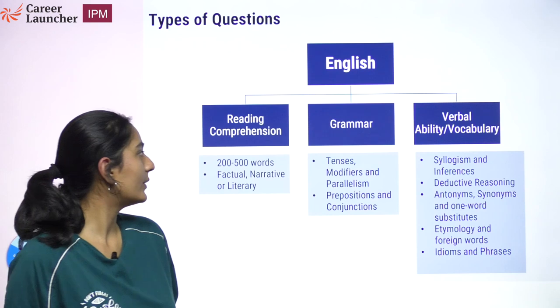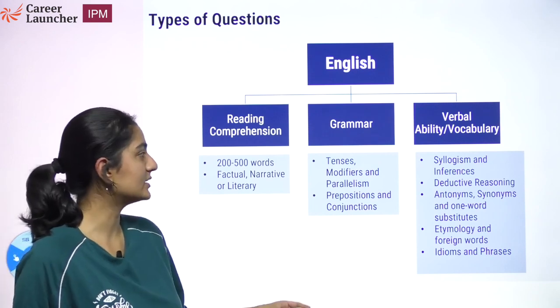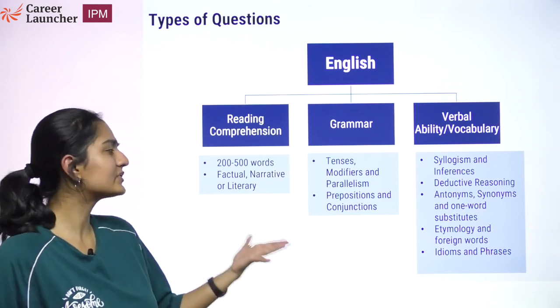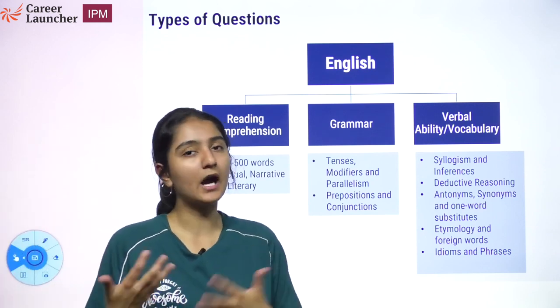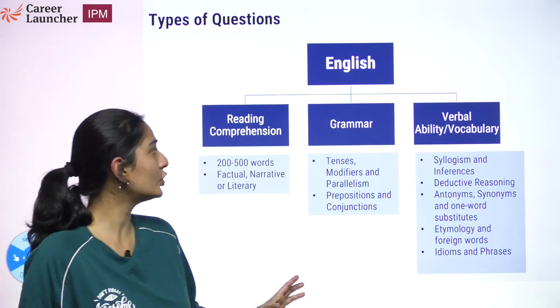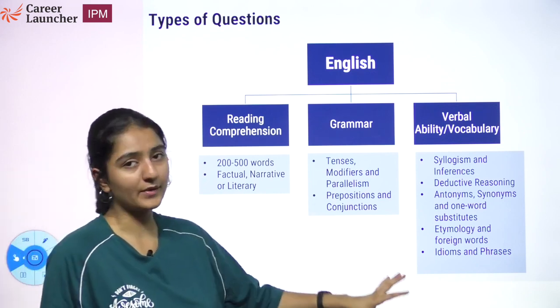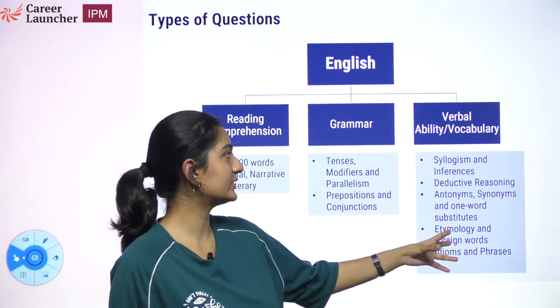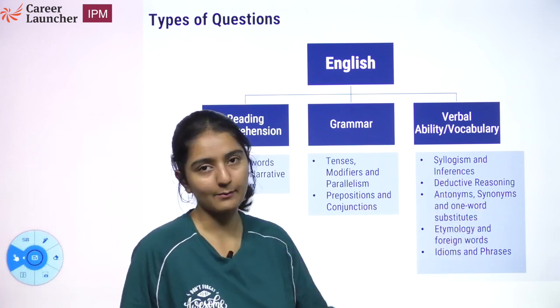When I talk about the subtopics in grammar, you can get questions from tenses, modifiers and parallelism, prepositions and conjunctions, or another topic could be articles, etc. So the second topic would be grammar, and this is something that you should focus on. The third topic or subtopic that you see here is verbal ability or vocabulary.